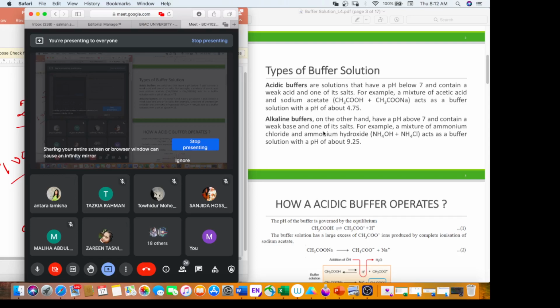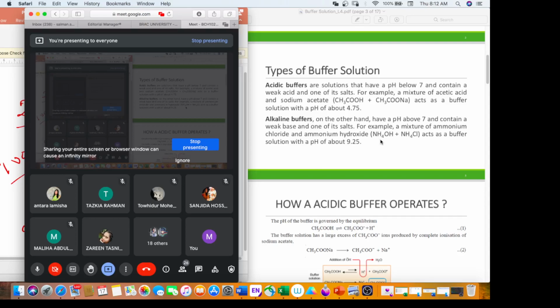Sir, could you explain the basic buffer once more? Okay, so like acidic buffer, in basic buffer there will be a base and its corresponding salt. Clear? Here the base, for example, is ammonium hydroxide, and its corresponding salt is ammonium chloride. So like acidic buffer, here the base is weaker. As the base is weaker, it will not dissociate 100%, but its corresponding salt is stronger, so it will dissociate 100%. Clear?